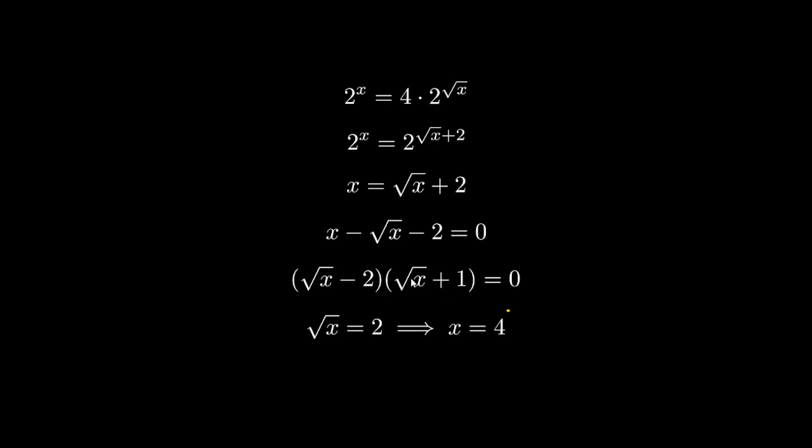Notice that if we set square root of x plus 1 equal to 0, we get square root of x is negative 1. And that's not true because square root of x is always going to be greater than or equal to 0. So the final answer is going to be x equals 4.